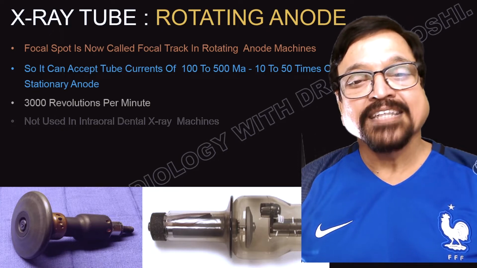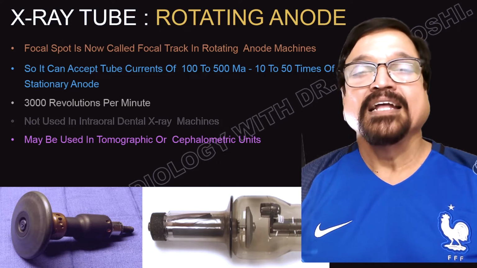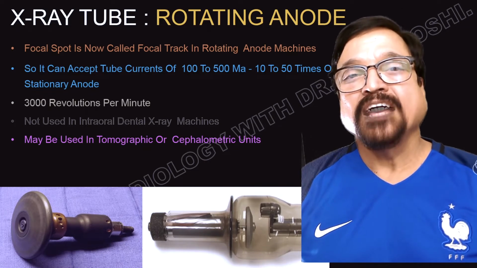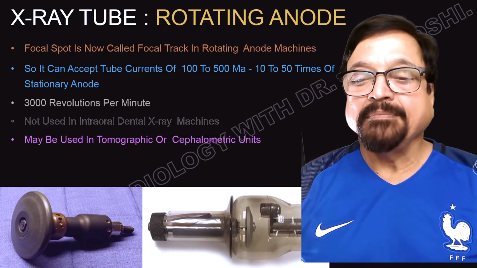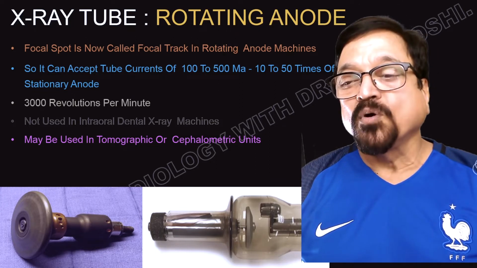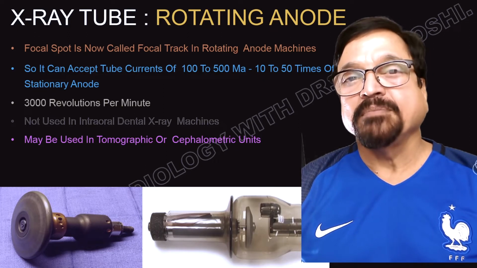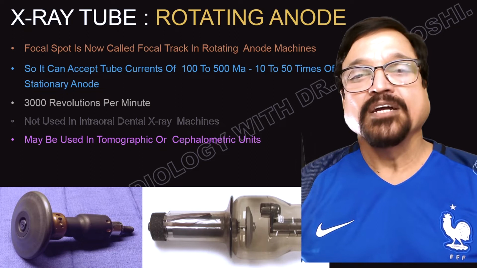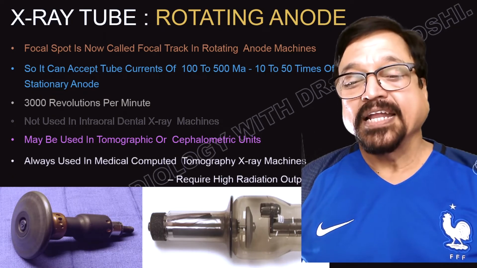Because of its larger size, you cannot handle it easily. It has to be mounted to the large X-ray stand and machine. But it is used in tomographic and cephalometric units at certain centers or on some machines. But most of the machines do not have a rotating anode. Most dental machines do not have a rotating anode.